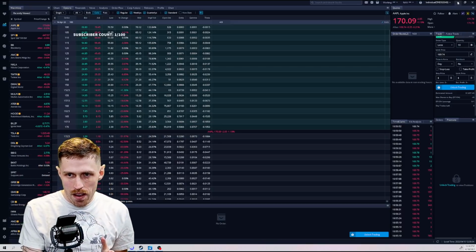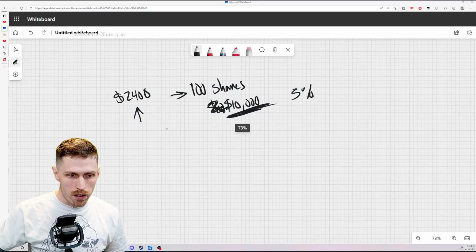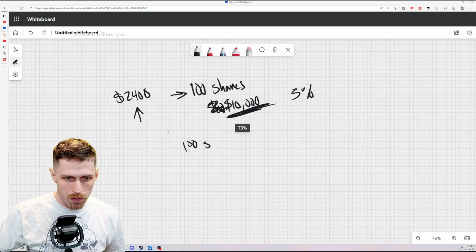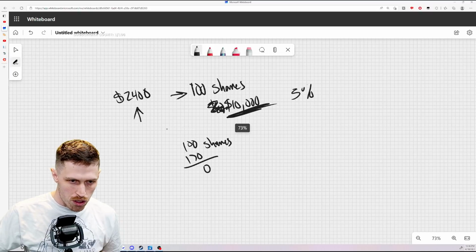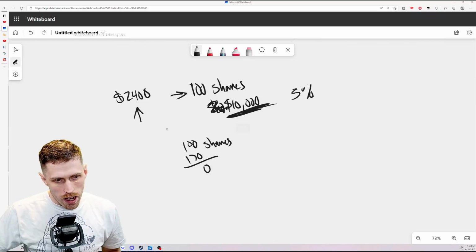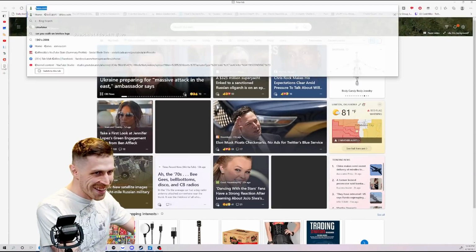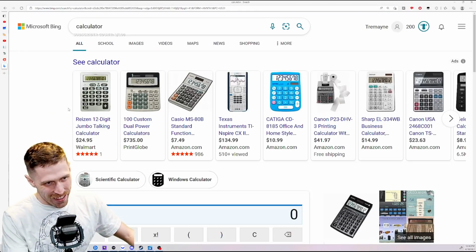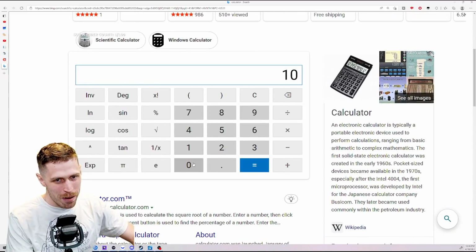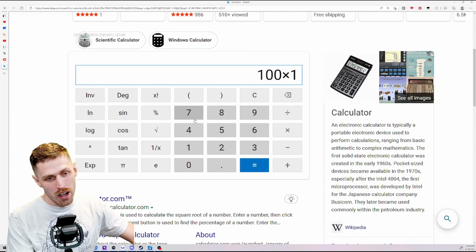The difference would be if I was to multiply 100 shares of Apple at $170, you're going to get zero. Fuck. It's been so long, I'm just going to do this the easy way. Guys, in the comment section, be nice to me, all right? I'm not a math guy. I went to school for nutrition.